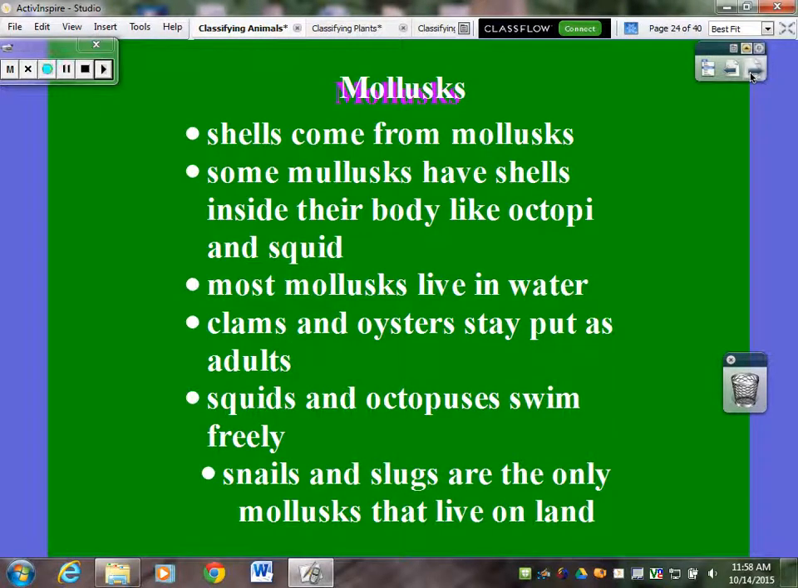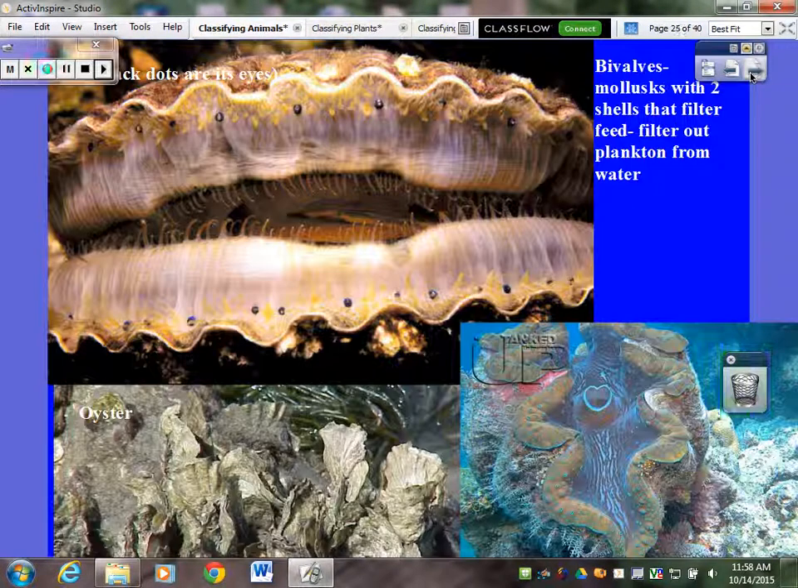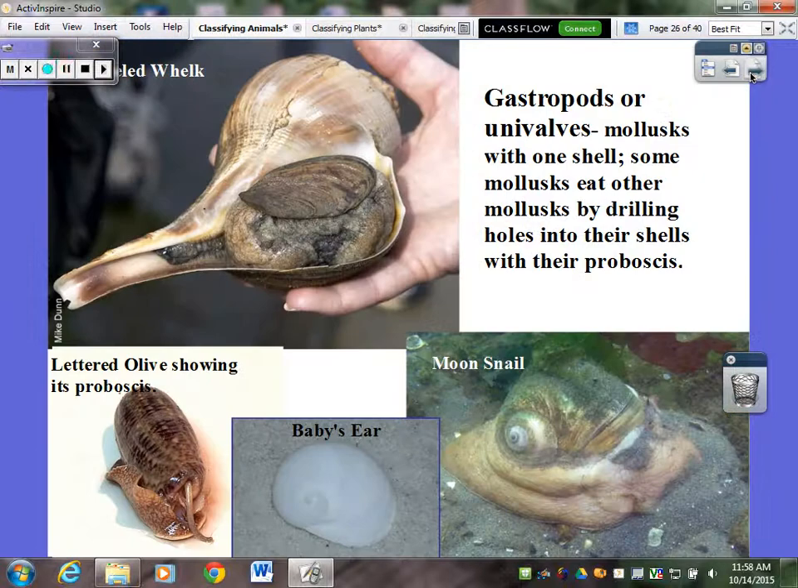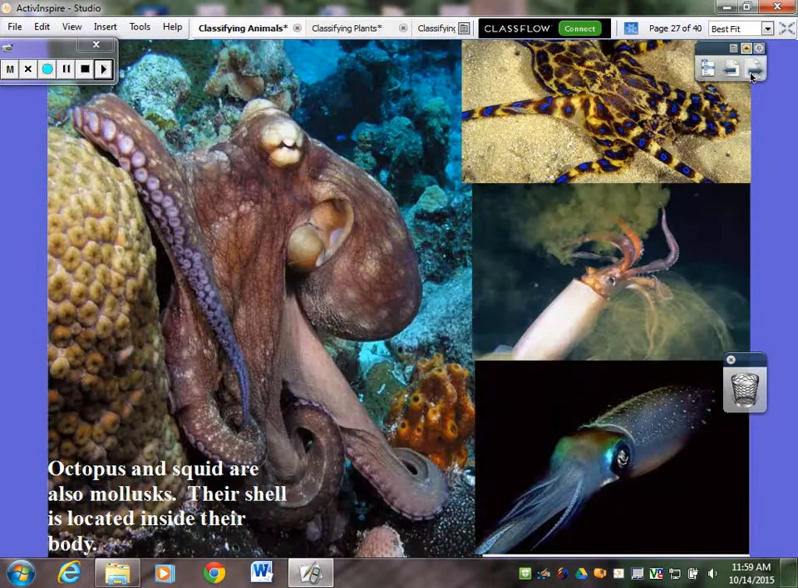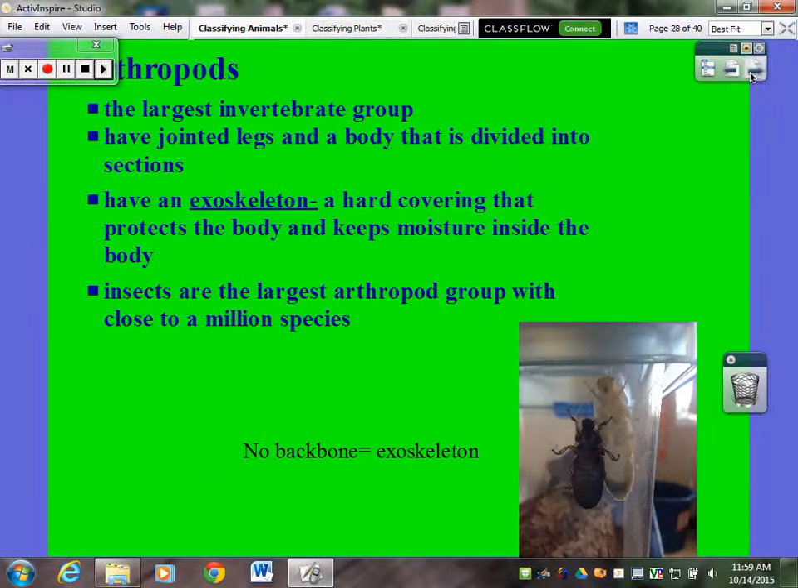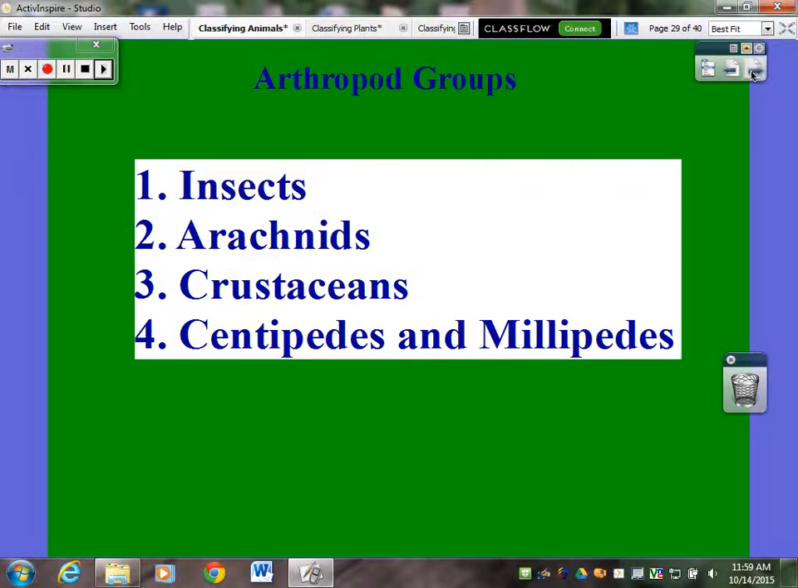We have a group called mollusks, which are all animals that are soft-bodied with shells, and they include scallops, oysters, and clams. Then we have whelks, lettered olives, moon snails, octopus, and squid. Remember, octopus and squid are those exceptions that actually have a shell within their body. The last group is the largest, which is the arthropod group. That includes insects, arachnids, crustaceans, and centipedes and millipedes.